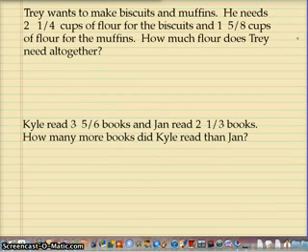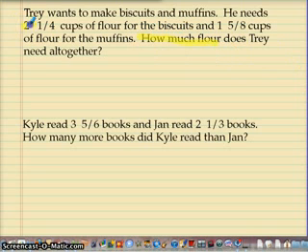Now for some word problems. We know that Trey wants to make biscuits and muffins. He needs 2 1/4 cups of flour for the biscuits and 1 5/8 cups of flour for the muffins. How much flour does Trey need all together? By looking at our problem, we can see that our keywords are how much flour.